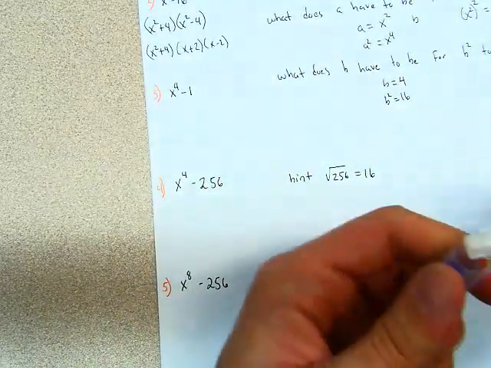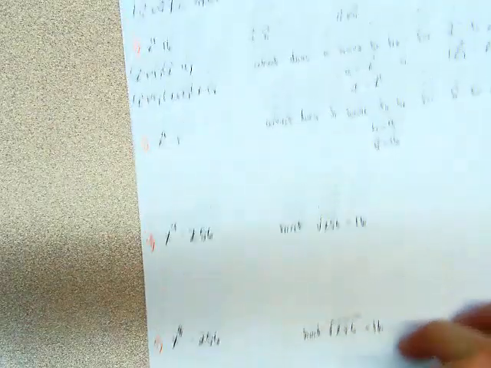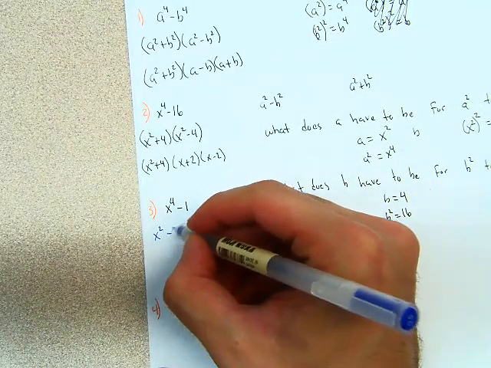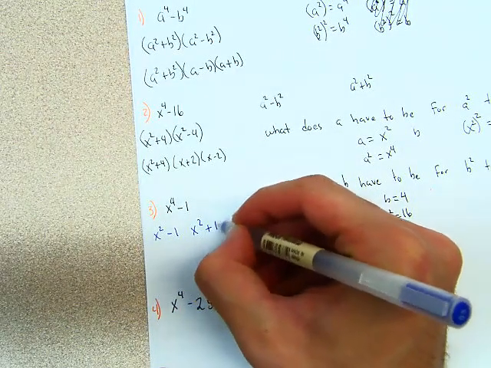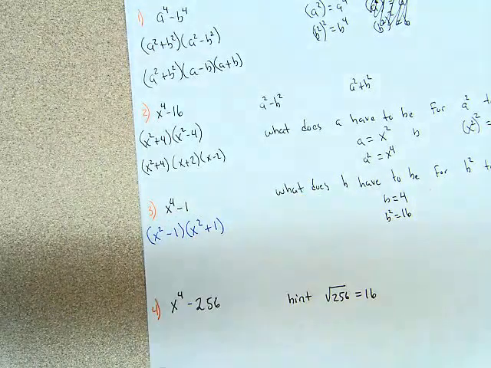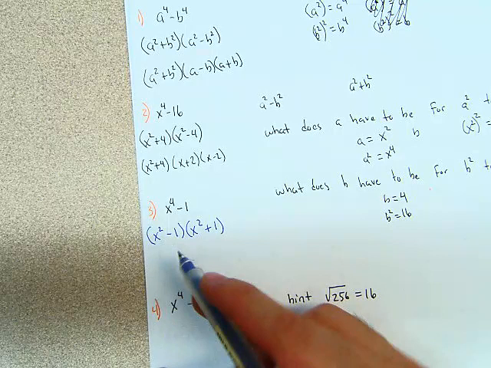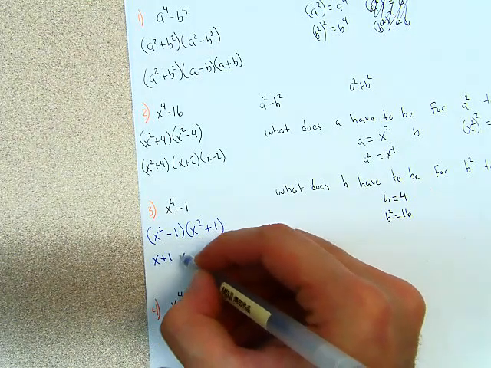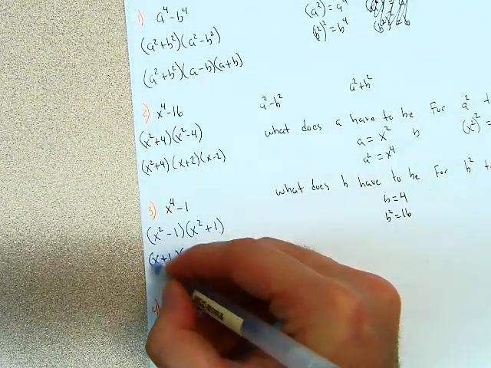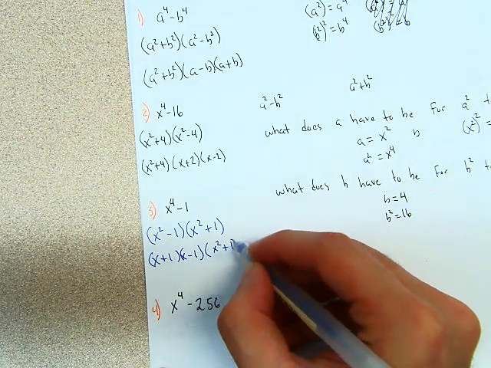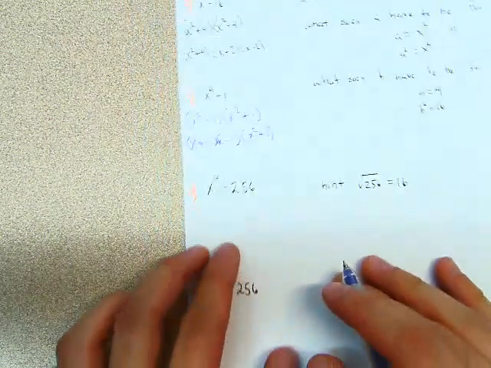All right. Let's say you want to see the solutions. This is equal to x squared minus 1, x squared plus 1. Okay? And then this you can't factor, but this guy you can factor. This is x plus 1, x minus 1. And then you just have that x squared plus 1.